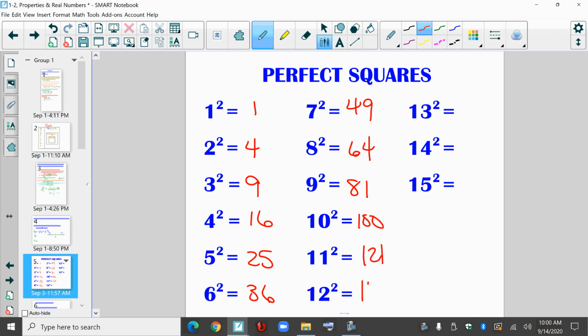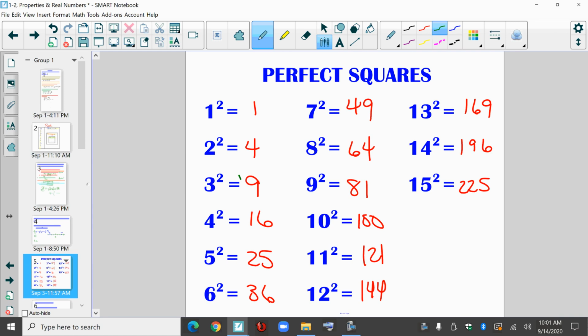12 squared is 144. 13 squared is 169. 14 squared, swap the 6 and the 9, and that makes that 196. 15 squared is 225. Okay, these are the numbers that it would help you to memorize. Why? Because now we need to talk about square roots.